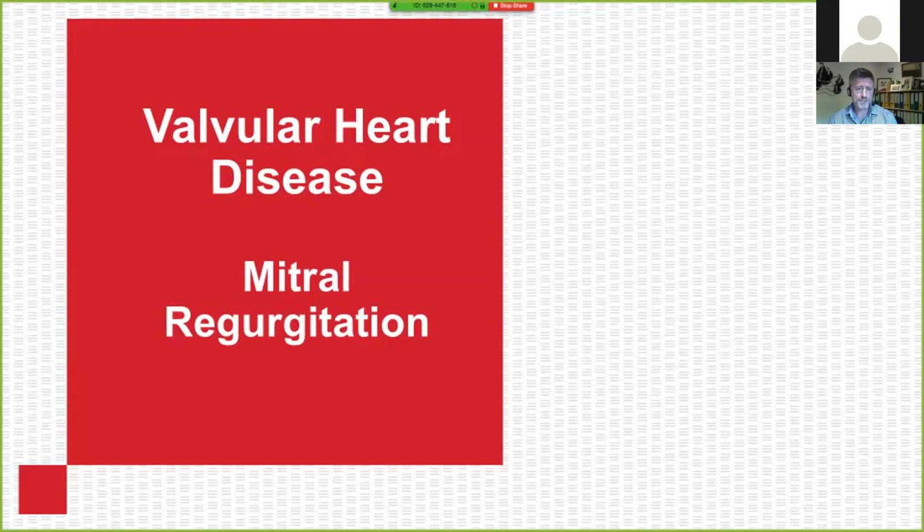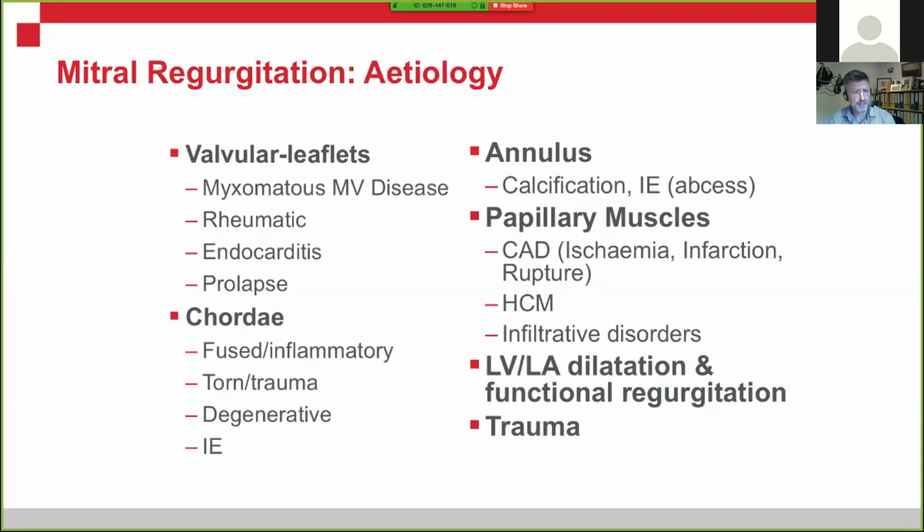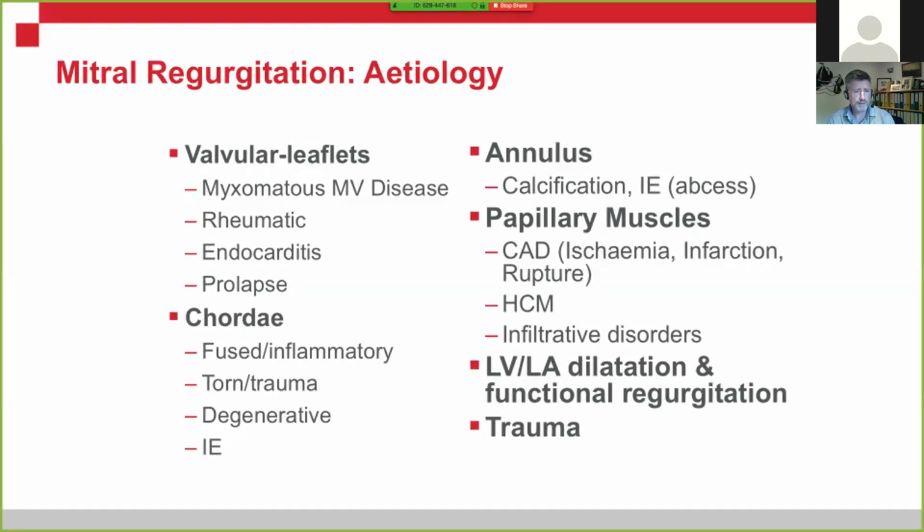Looking at mitral regurgitation first, in terms of mechanisms and etiology, that can involve a number of areas of the valve apparatus. So you've got the leaflets themselves, so you can have prolapse, or rheumatic thickening of the leaflets, or endocarditis, where you get active destruction of the leaflets. You can have issues with the chordae, the apparatus below the valve, so you can get degeneration or trauma, or again, infective endocarditis that can cause damage to the chordae.